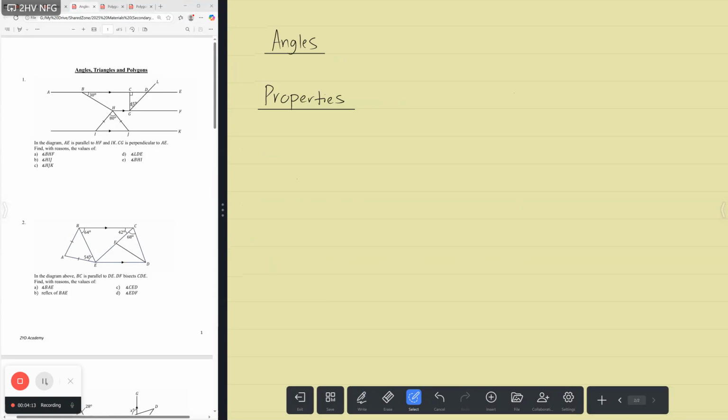Welcome back to the second part of this revision on angles. Let's now look at the properties of angles. I still believe that you guys have known most of these properties, but we need to recap them.